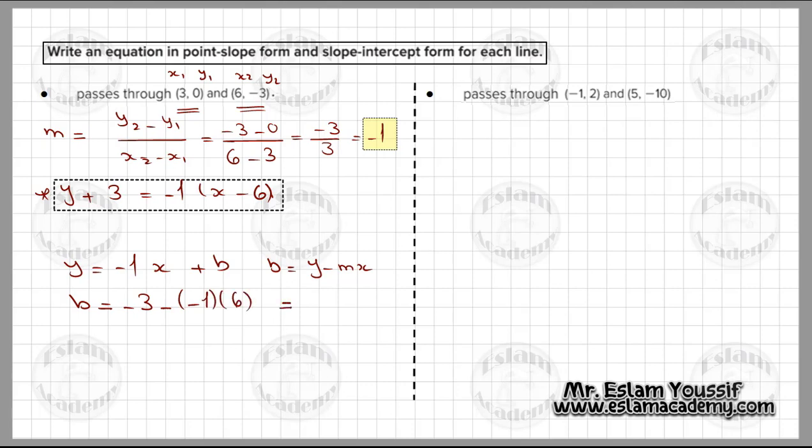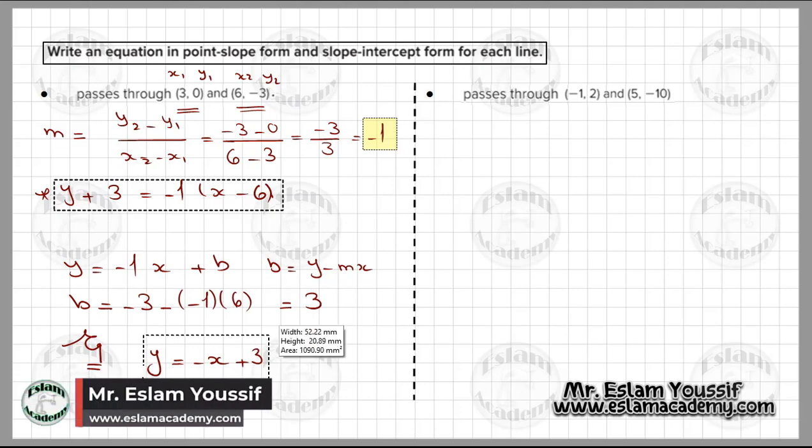Then negative 1 multiplied by 6 is equal to negative 6. Negative 3 minus negative 6 will be equal to 3. So b is equal to 3, and the equation will be y equals negative x plus 3.